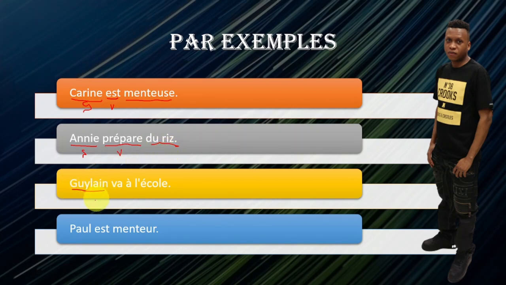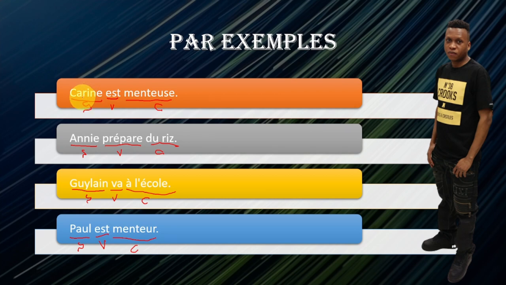Guylain is a subject. Va is a verb. This verb comes from the verb aller. Okay? This one we put here, don't get confused because of the preposition. It's a complement, okay? Now, Paul is a subject. This one is a verb. This is a complement. So, don't get confused.